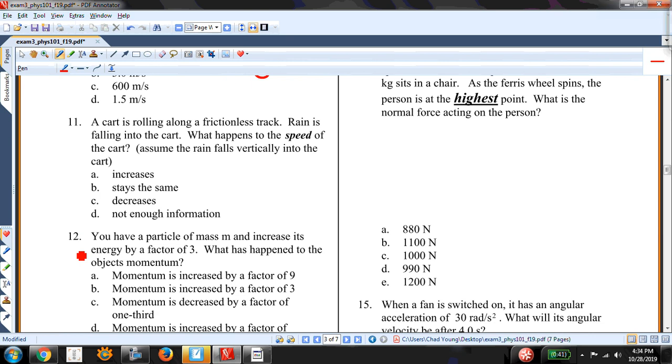Cart is rolling along a frictionless track. Rain is falling into the cart. That means the mass is increasing. The momentum must remain constant. So if m is going up, that means v is going down.